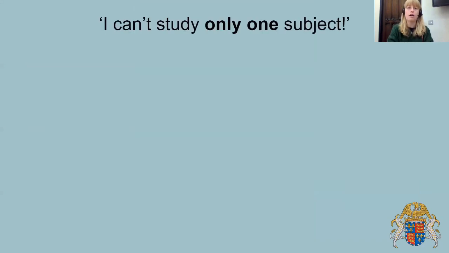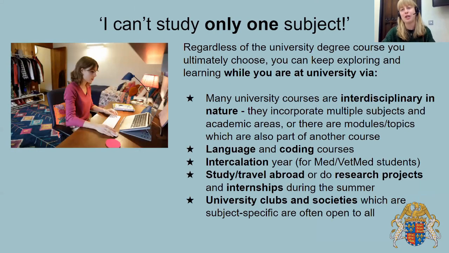If you are saying, okay, well, I can't just study one subject, I have some advice, information for you if that rings true for you. So regardless of what course you ultimately end up choosing, what course you also ultimately end up studying at university, there is really nothing stopping you from keeping on exploring and learning outside your subject area while you are at university. So while you're a university student, you might find that you can do some language courses, some coding courses.